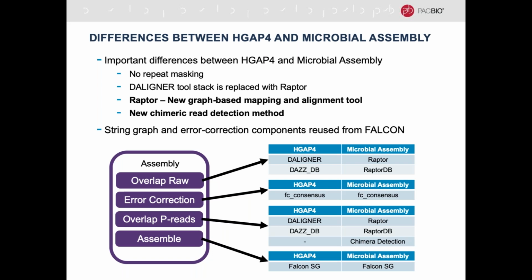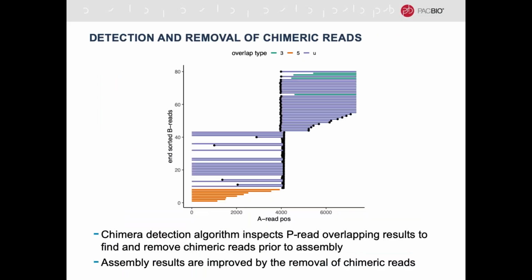But you can still see it does essentially follow the HGAP paradigm of overlapping raw reads against seed reads, error correcting those seed reads, overlapping the corrected pre-assembled reads, or P-reads as we call them, and then generating the assembly from that.